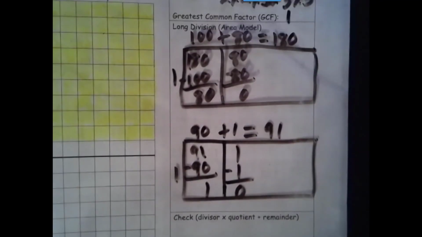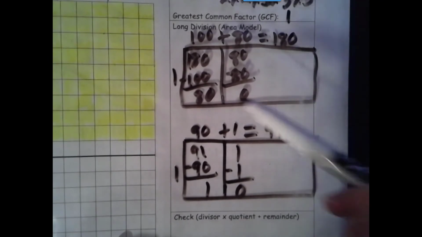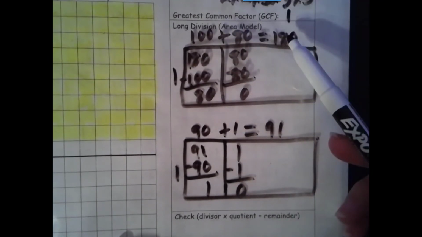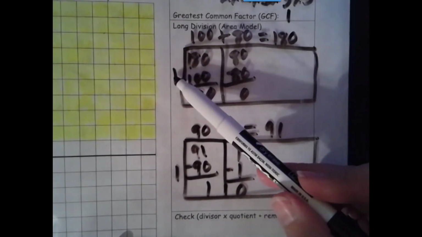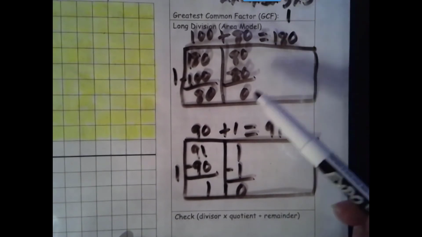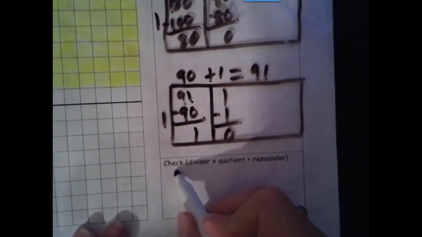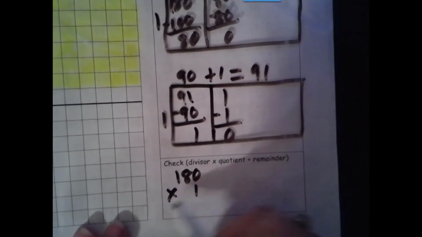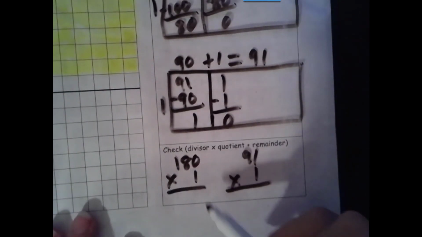Now we need to check using our inverse operations. The inverse to dividing is multiplying. The inverse to subtracting is adding. So we do the divisor times the quotient plus the remainder. Divisor times quotient plus remainder. Since our remainder is 0 for both, and the identity property of addition says when you add 0 it stays the same, we don't need to actually add the 0.